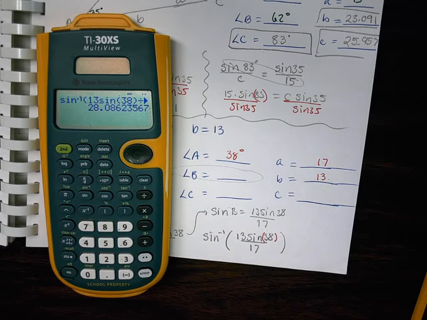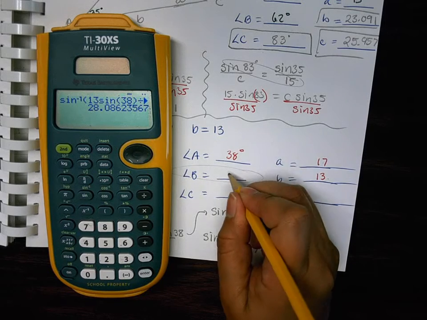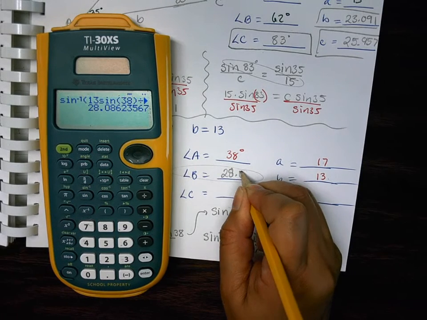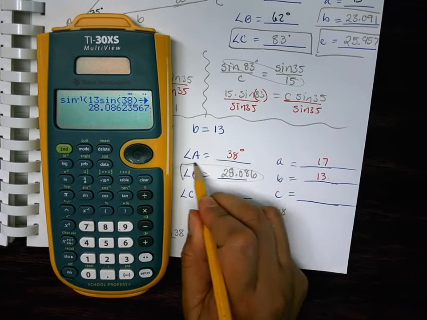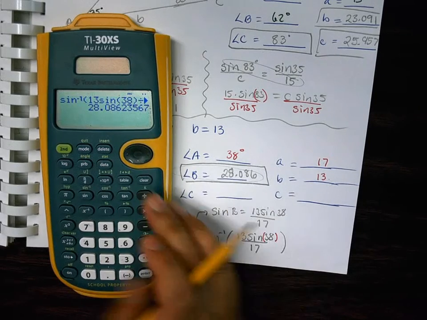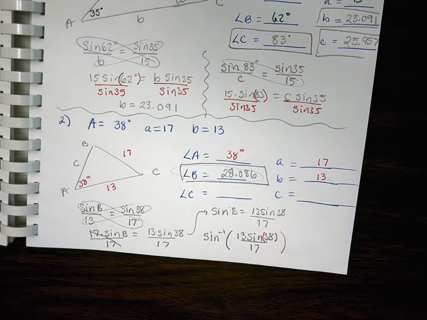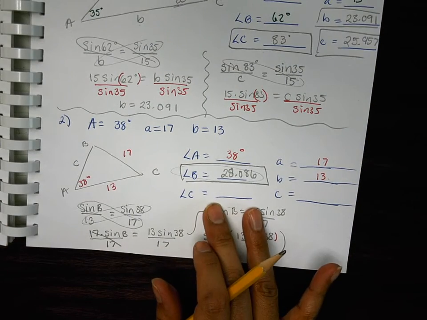All right, and so what is angle B? 0.86. And now you do have enough to find which piece? Third angle. Can you guys find that quickly? Add, subtract from 180.